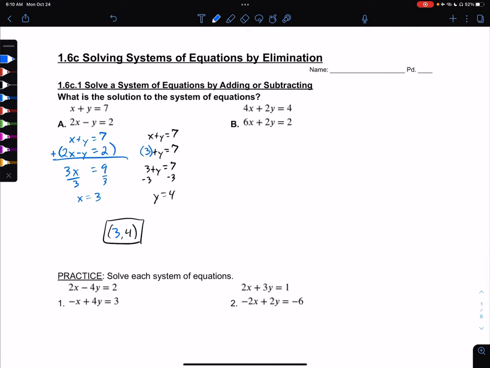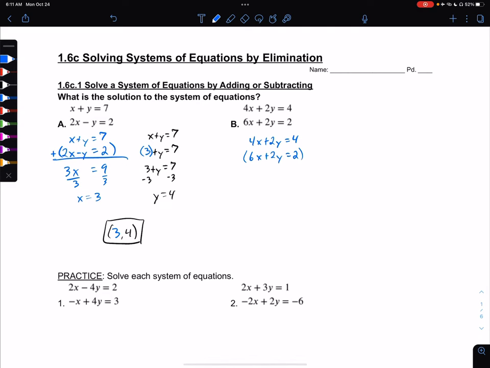In example B, we're going to look to do the same thing or something quite similar. Let's use the other process that we can use. So we have our system here, and what we're allowed to do is we are allowed to either add the equations or subtract them. Now this is going to be incorrect, so don't do this next step. If I was to add these up again, I'd get 10x plus 4y equals 6. And the problem here is that nothing has actually been eliminated. So addition doesn't work. So that tells me that I should not use addition.